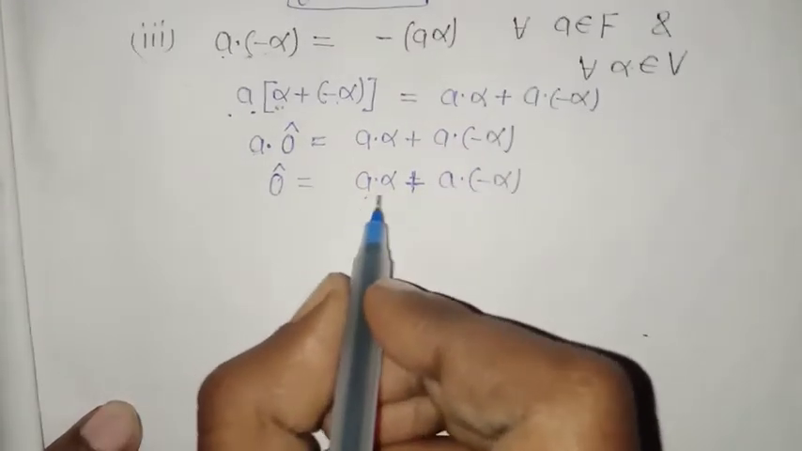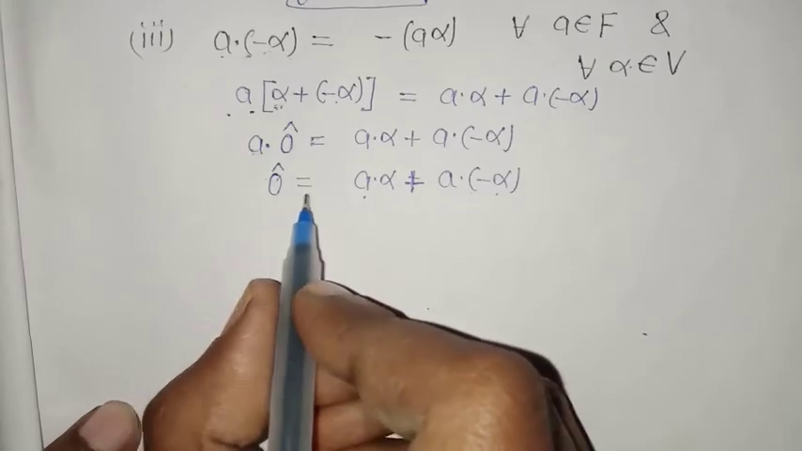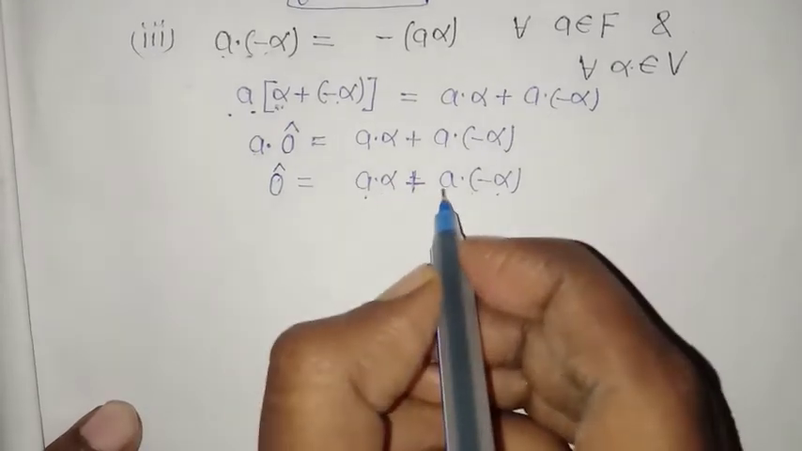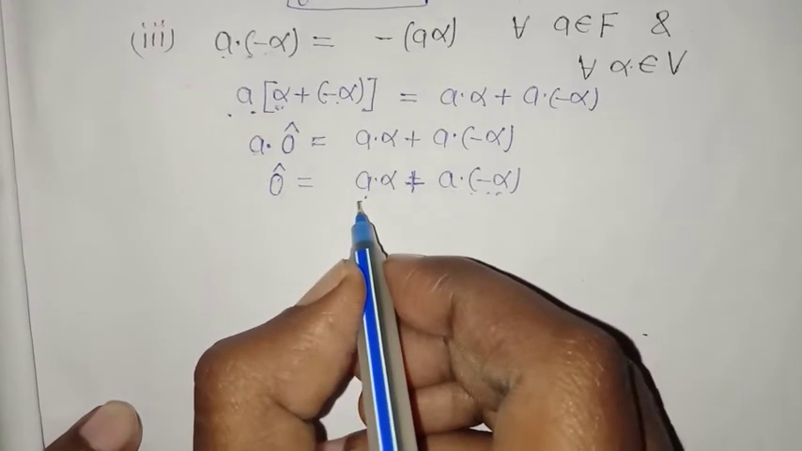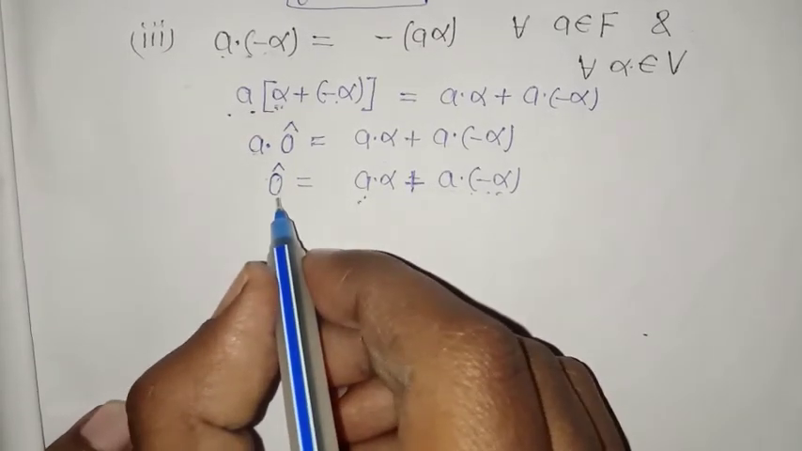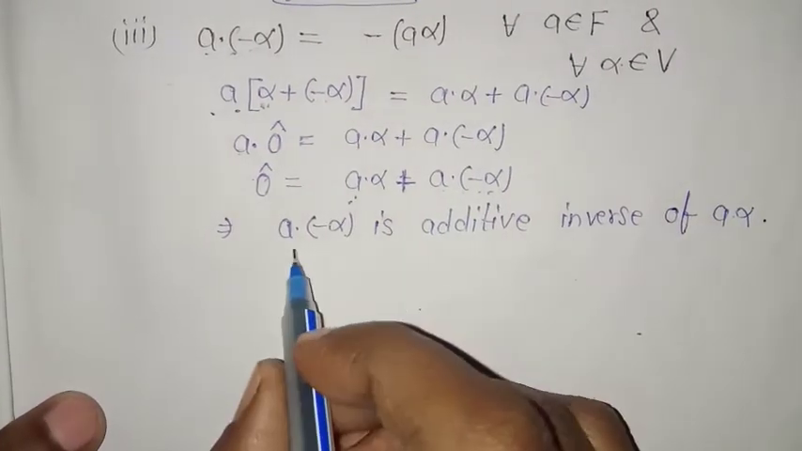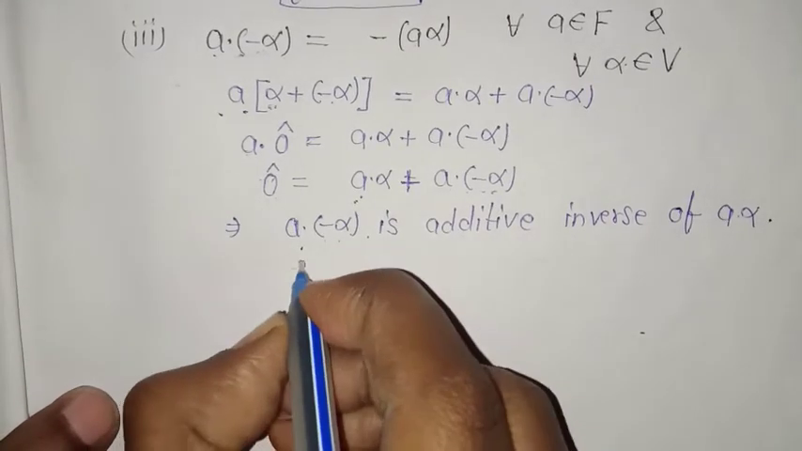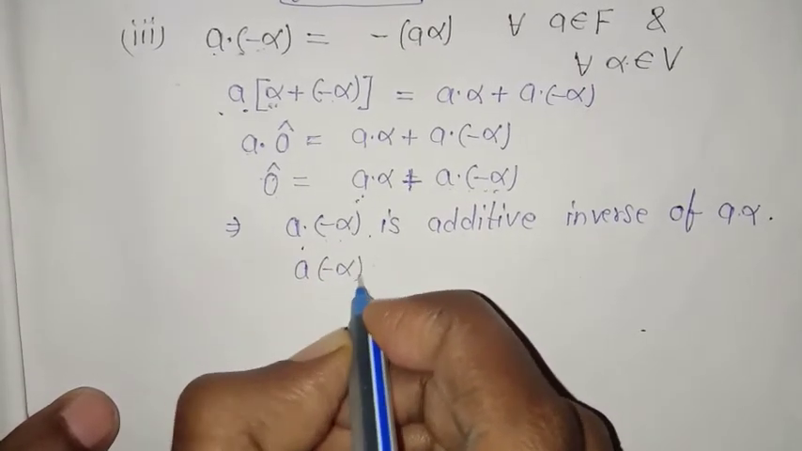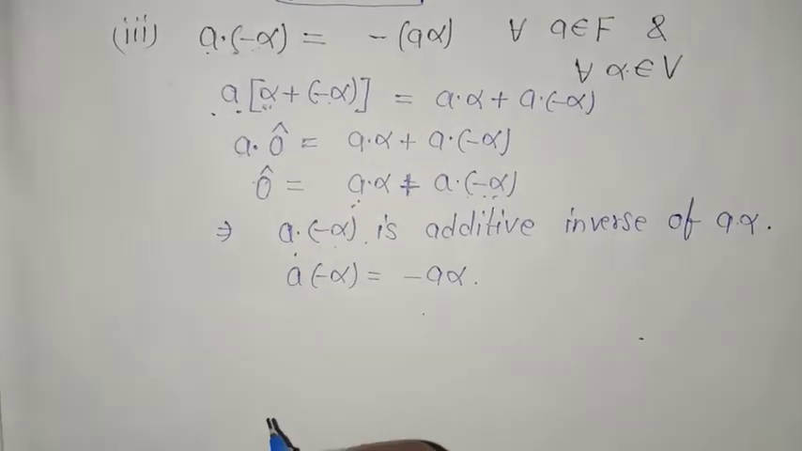Now the sum of two elements is the 0 vector. This implies that the first element must be the additive inverse of the other. That's why I am getting the 0 vector on the LHS. That is, A dot minus alpha is the additive inverse of A alpha. So I can write A dot minus alpha is equal to minus A alpha. So this is our property number 3.